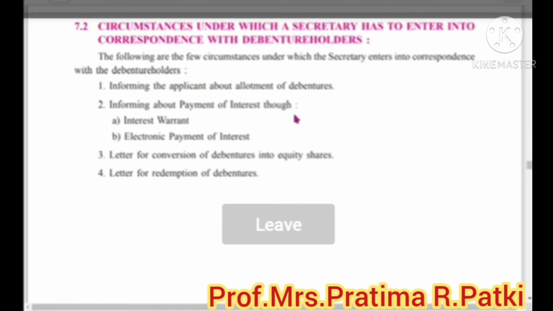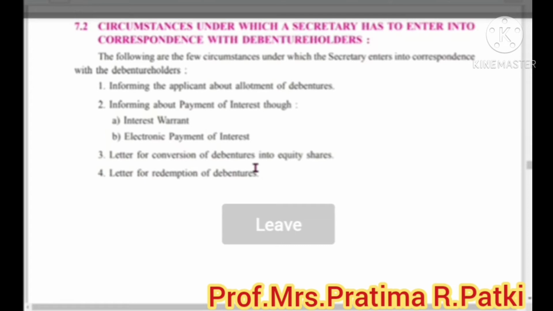Now, previously, payment of interest would always be asked in board papers. Now, they have bifurcated it here into two parts, that is interest warrant and electronic payment of interest. So, this year, more weightage could be given to the new part, that is electronic payment of interest. Okay, we need to take care that this letter becomes very, very important. Next is the letter for conversion of debentures into equity shares. And the fourth letter that we have is the letter for redemption of debentures.